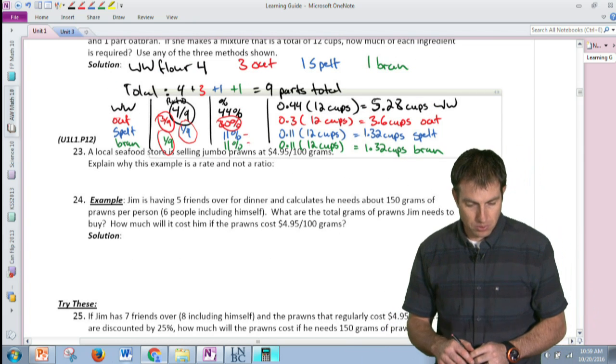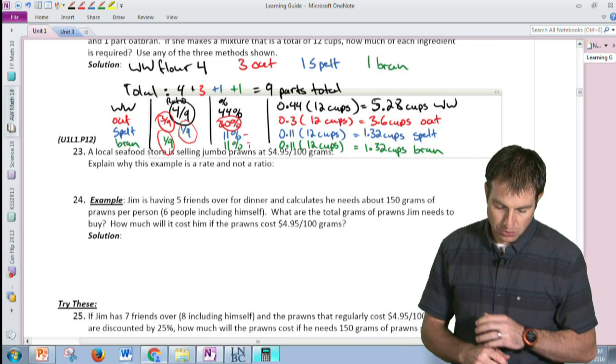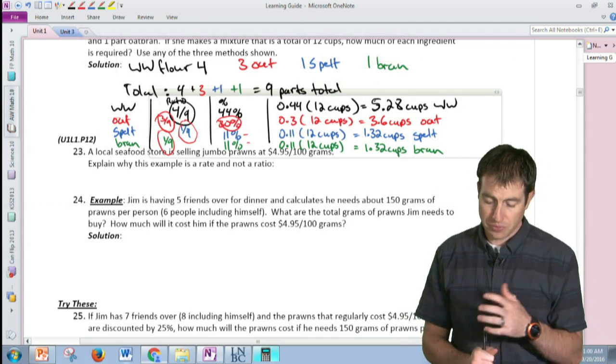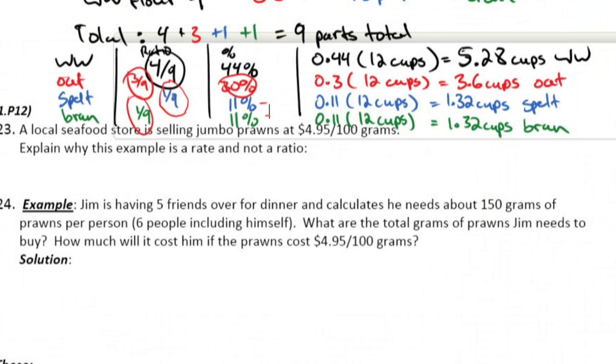All right, example. Jim's having 5 friends over for dinner. He needs 150 grams per person, 6 people including himself. What's the total grams of prawns Jim needs to buy, and how much will it cost him?